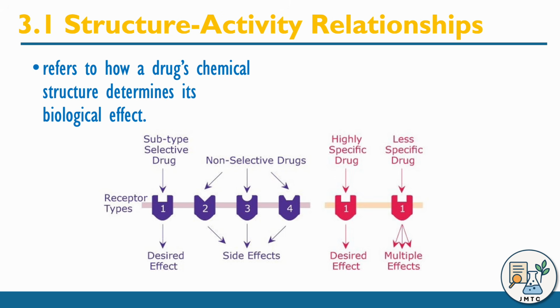So imagine the body has many locks. Marami siyang receptors. Receptor 1, 2, 3, and 4. Sa atin kasi, one key, one lock. It binds mainly to one receptor subtype. So, kung very selective yung drug, yung desired effect niya lang yung makukuha natin.